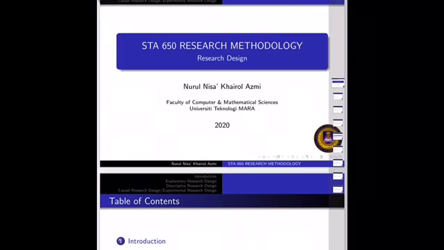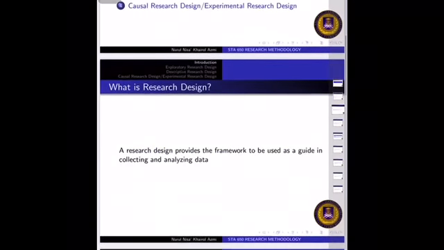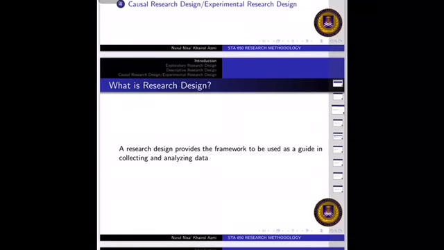When we do research, we need a research design as a guideline. So what is research design? A research design provides the framework to be used as a guide in collecting and analyzing data. So we need a plan or blueprint of gathering data, and we use the research design as a guideline.